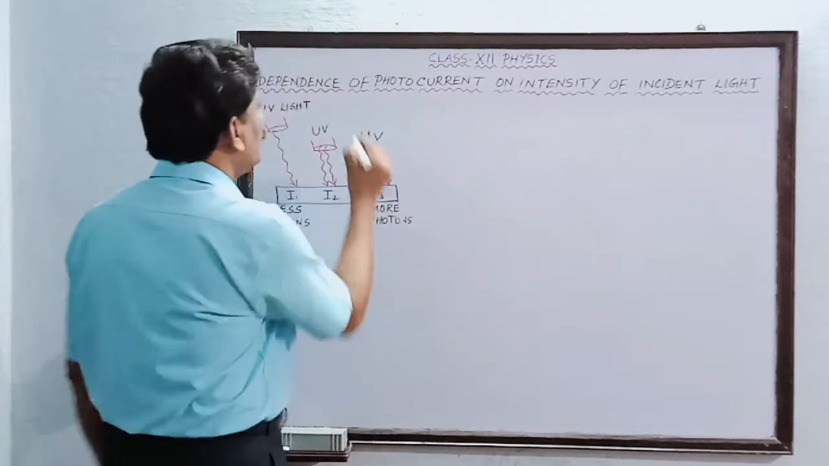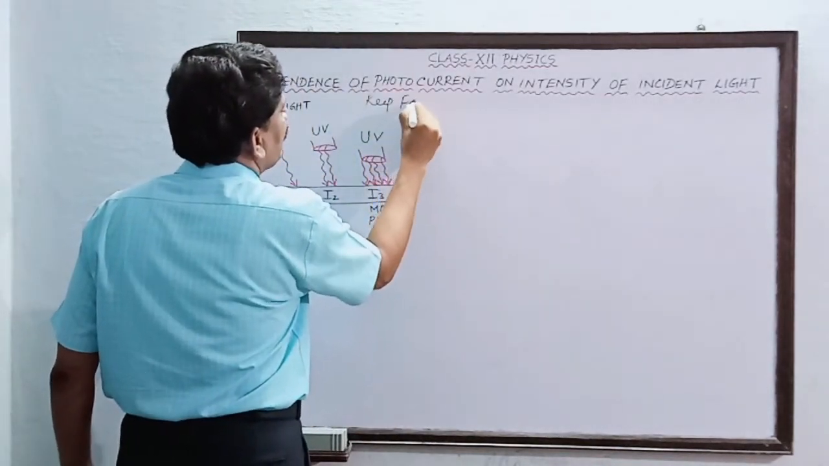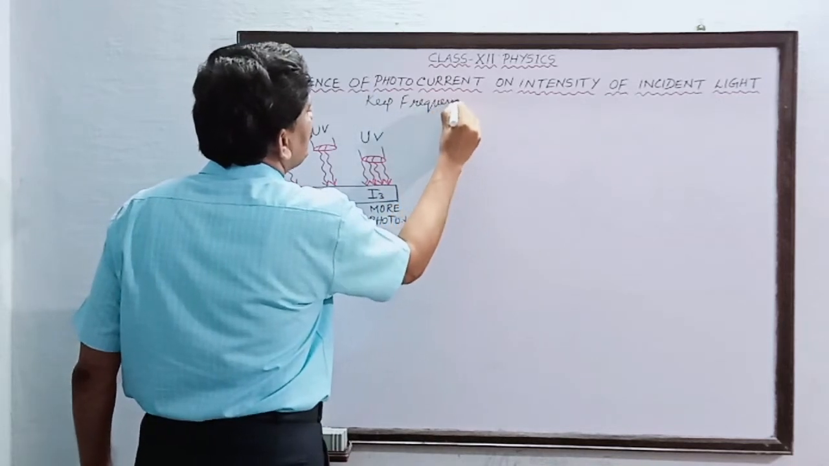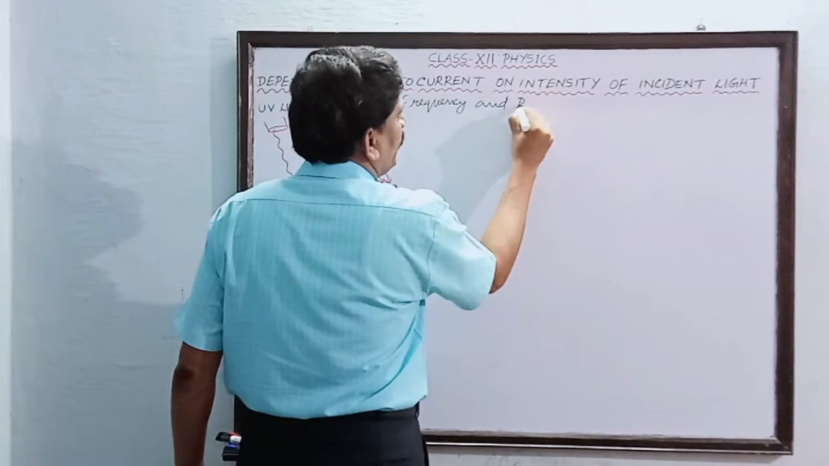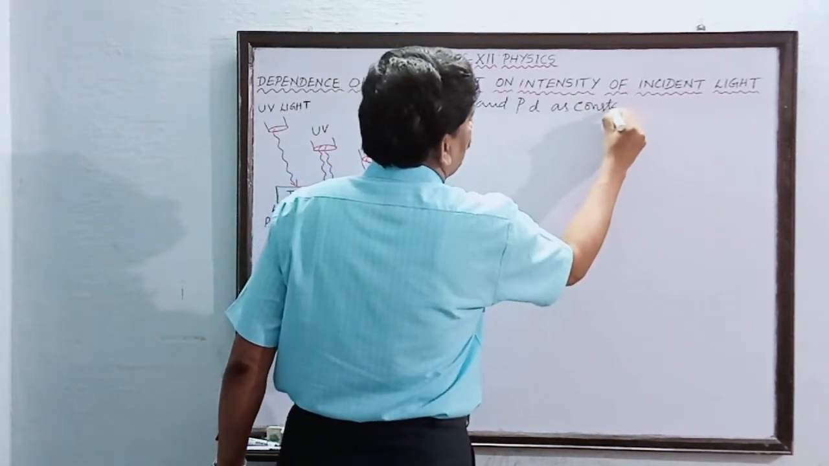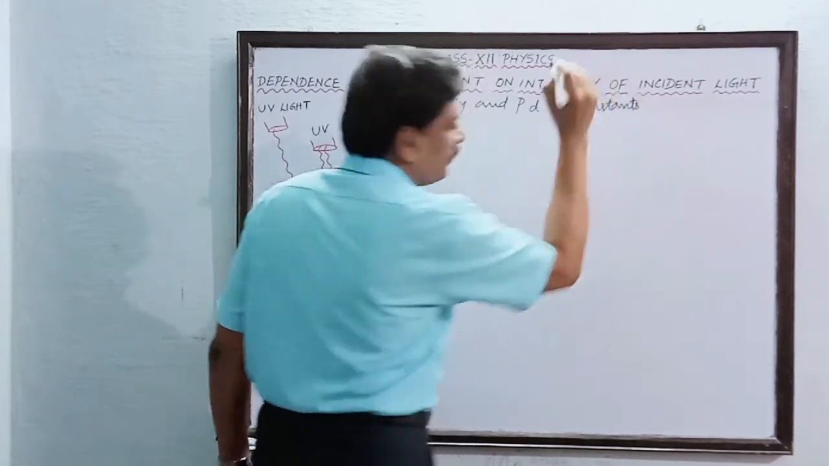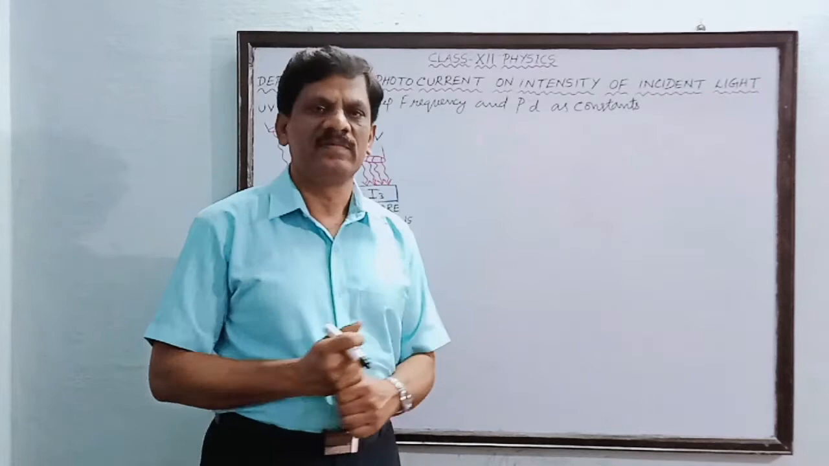So what I am going to keep as constant, you see: keep frequency and applied potential difference as constants. Only the intensity of light should be varied.